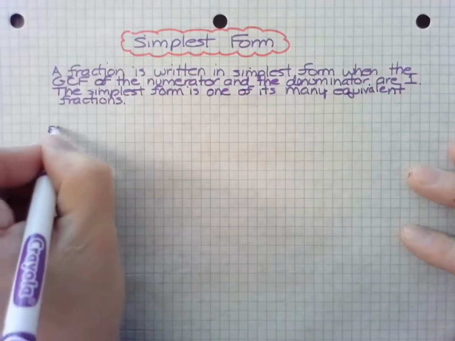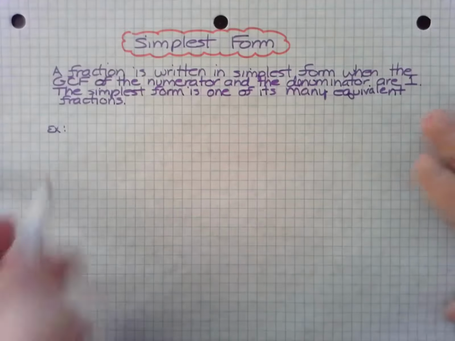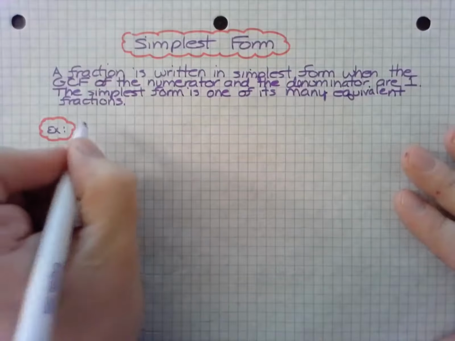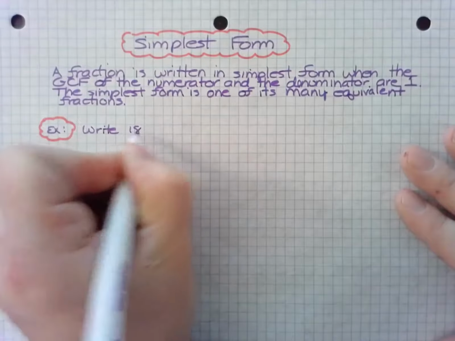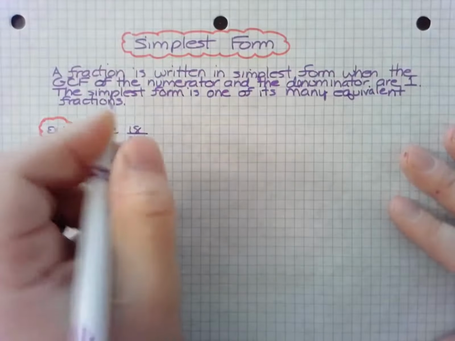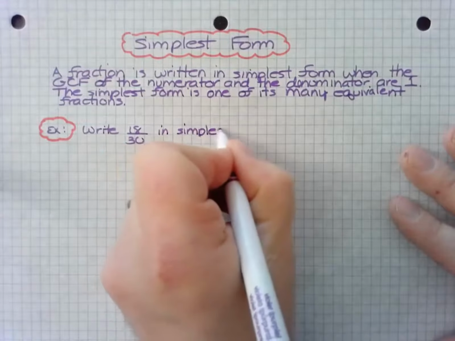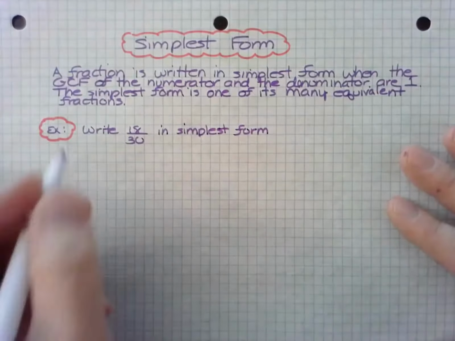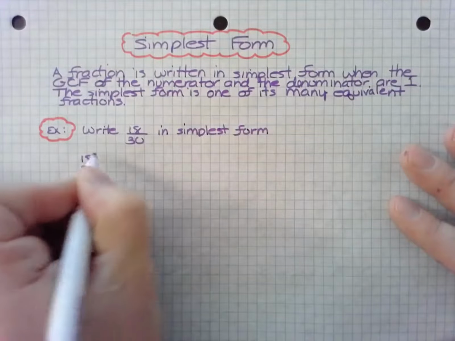Example. Write 18 divided by 30 in simplest form. I'm going to show you two methods. I can find my greatest common factor by stating all my factors.